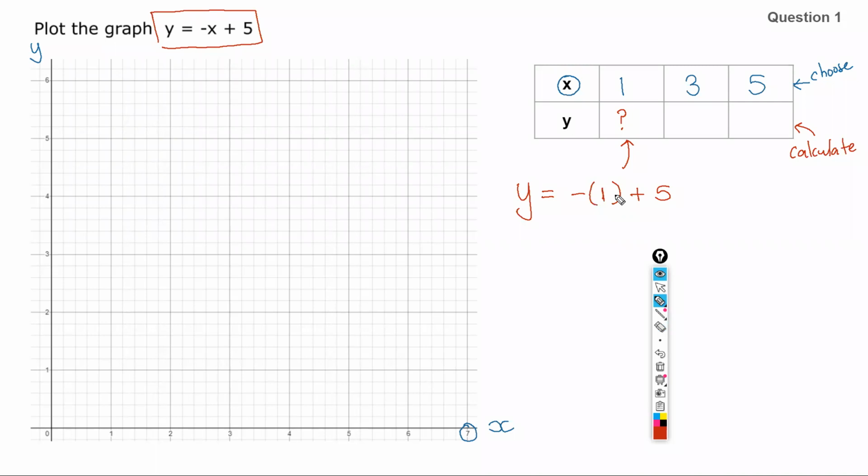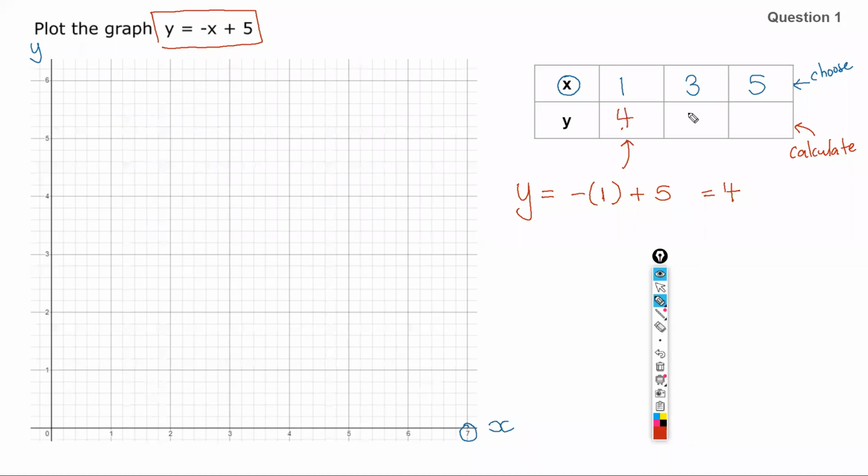The moral of the story is this. When you replace x with a value, please put it in brackets. What will we get here? How much is minus 1 plus 5? Everyone should be able to add and subtract positive and negative numbers by now because we cleared that up over the summer. We cleared that up over in September as well. And that's the core of maths. Minus 1 plus 5 is 4. So that means when x is 1, the corresponding value for y is 4.